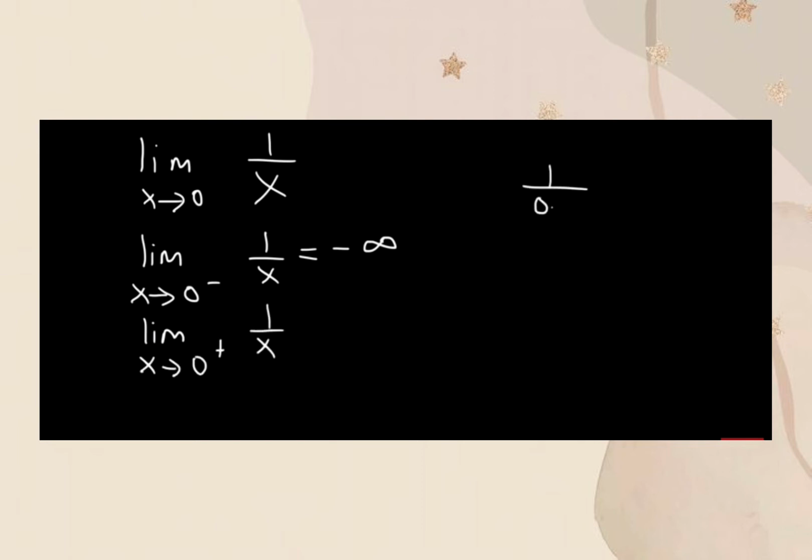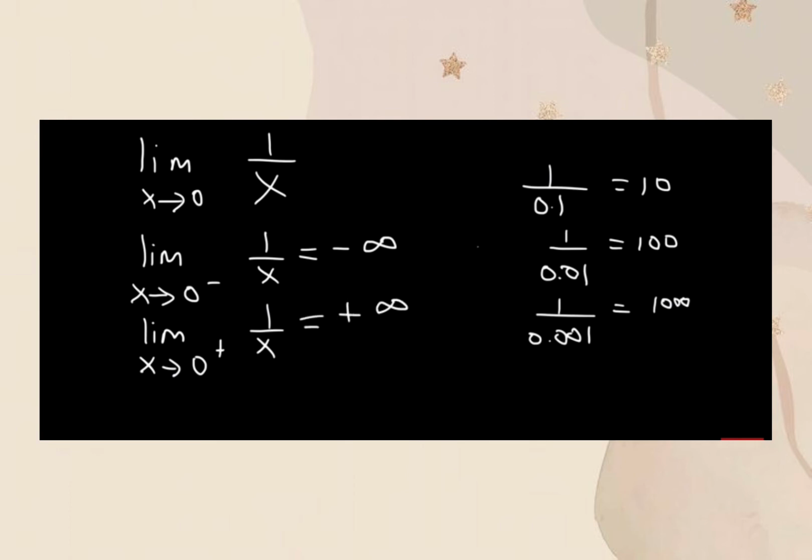1 over 0.1 is 10. 1 divided by 0.01 is 100. And 1 divided by 0.001 is 1000. As you can see, the number gets larger and larger. We can say that this approaches positive infinity.